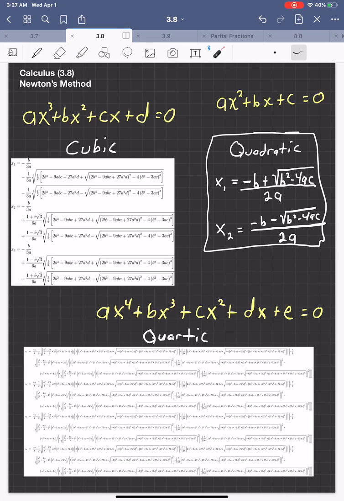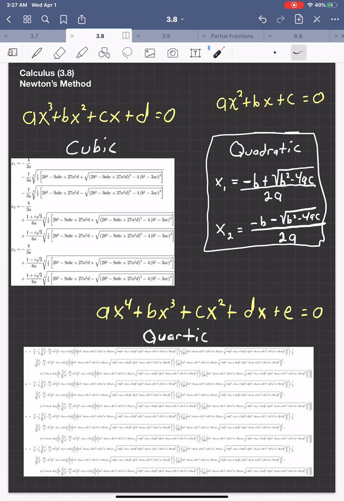But it does work. I'm like you. I would rather factor if I can, but I always have that in my pocket if I can't factor something, so that I can still figure out the solutions. All right, still figure out the zeros.